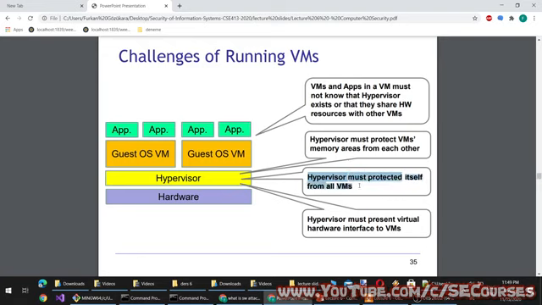The hypervisor must protect itself from all VMs, and the hypervisor must protect VMs' memory areas from each other, because an exploit and a hacking in one of the virtual machines can affect other virtual machines, or worse, the hosting operating system or hosting device. Therefore, the separation of the virtual servers and encapsulation of them is extremely important and critical. Okay.